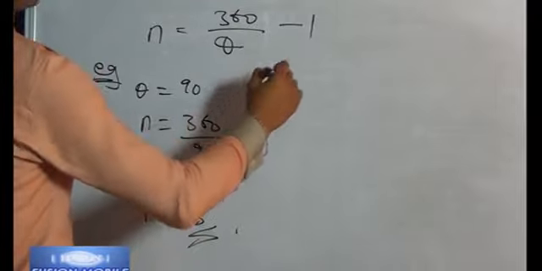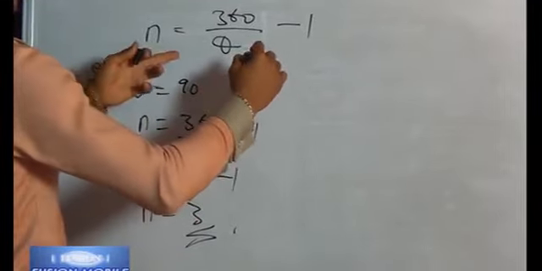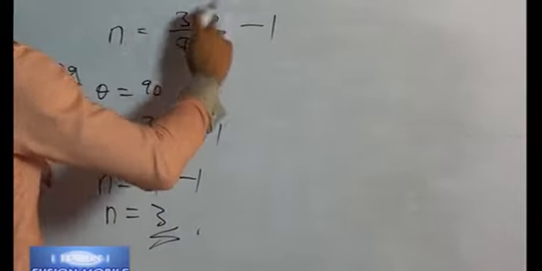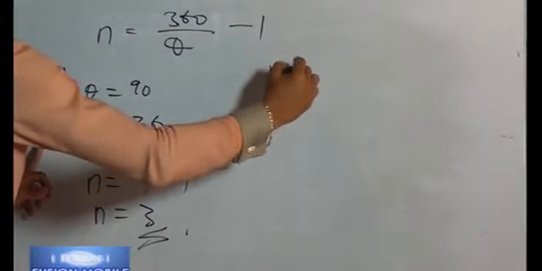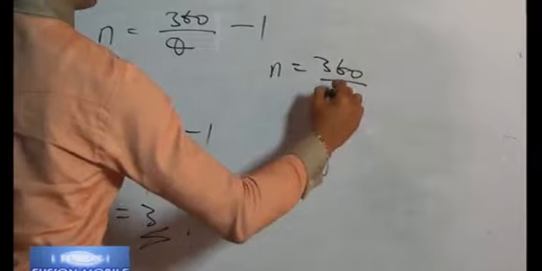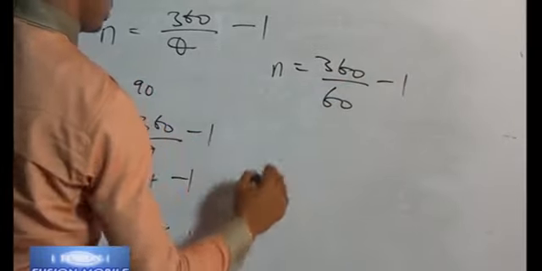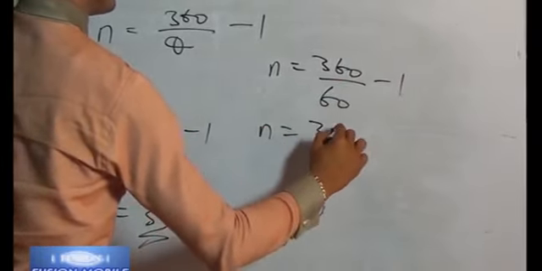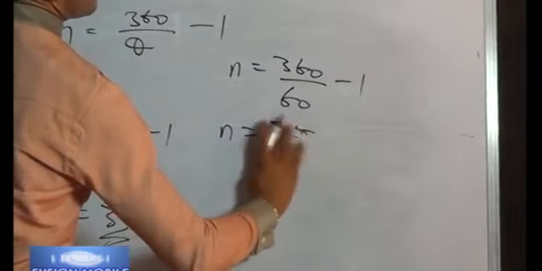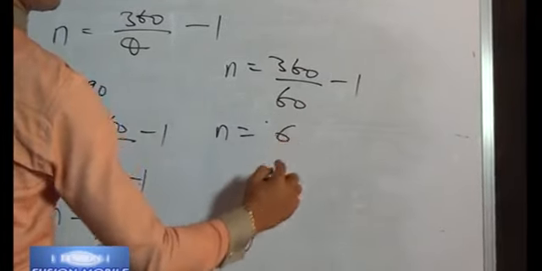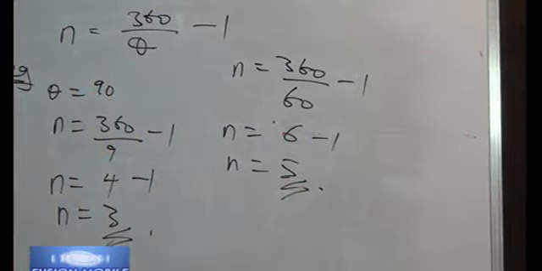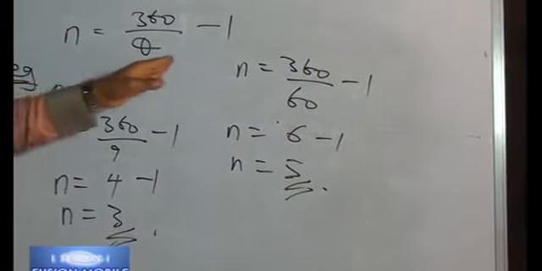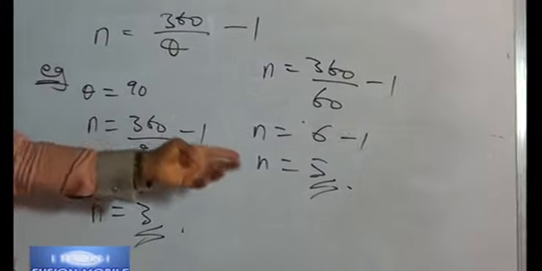Again, they may say, okay, what is the number of images formed when the angle is 60? n is equal to 360 over 60 minus 1. That is, n is equal to 360 over 60 will have 6, minus 1, n is equal to 5. So any question given to you on inclined mirrors, this is the way you do it.